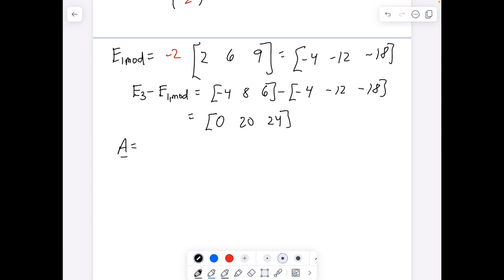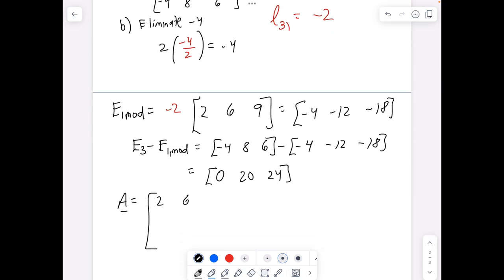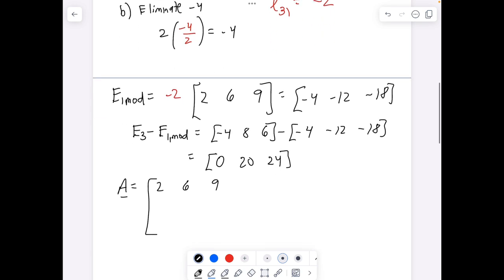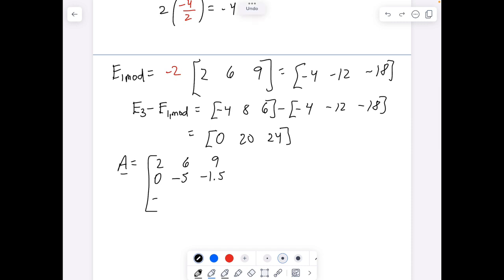So now our A at this point, if we scroll back up, is 2, 6, 9. That first row hasn't changed. 0, -5, -1.5, now we're going to substitute our new row. 0, 20, 24.